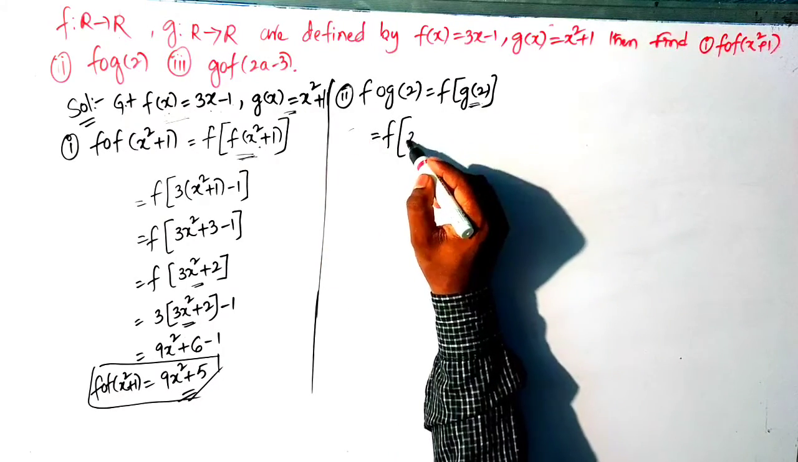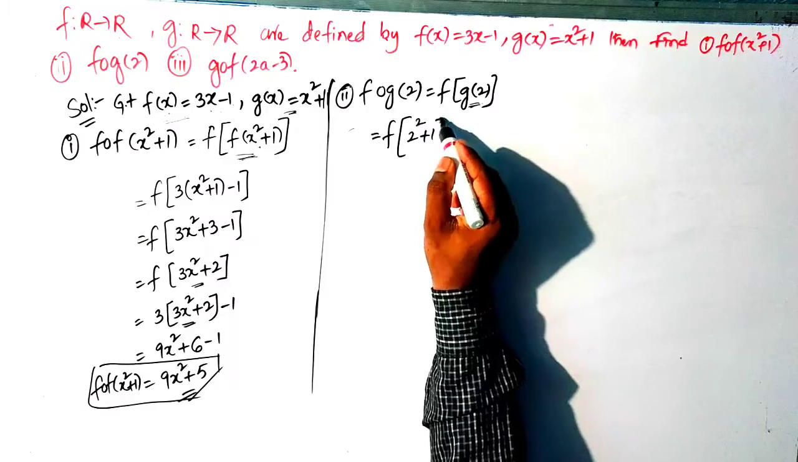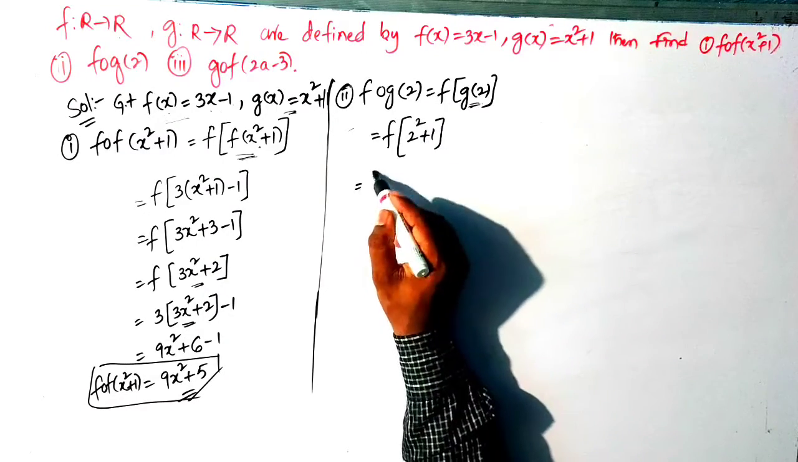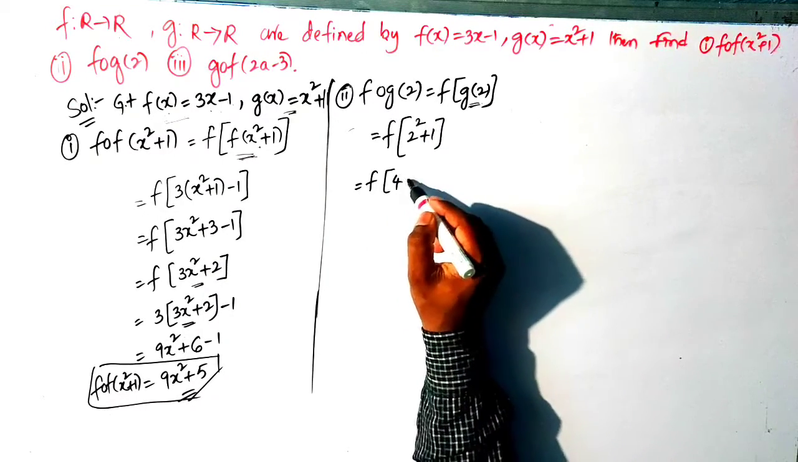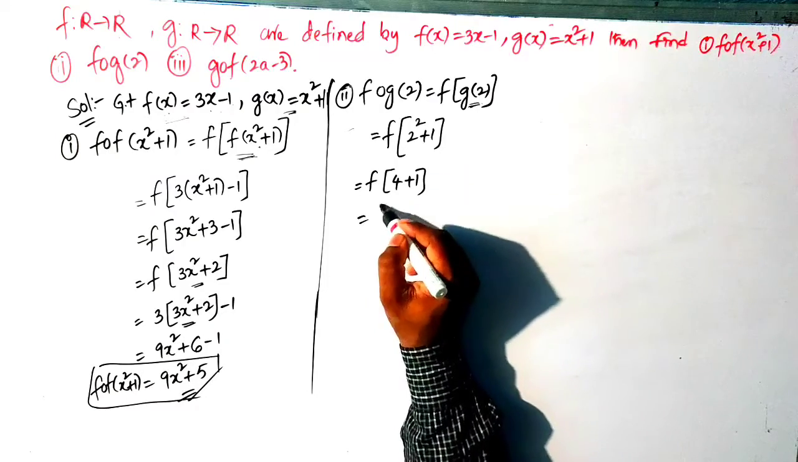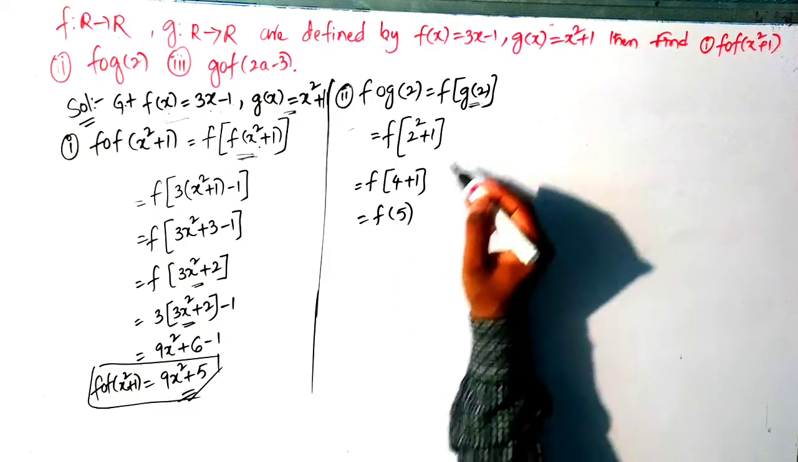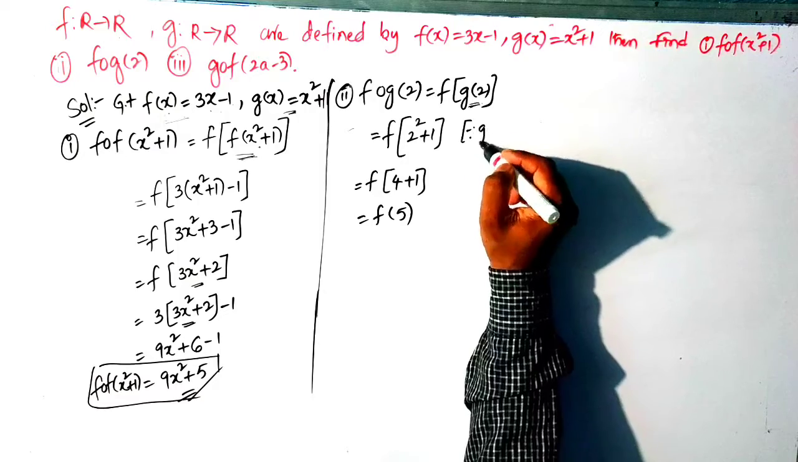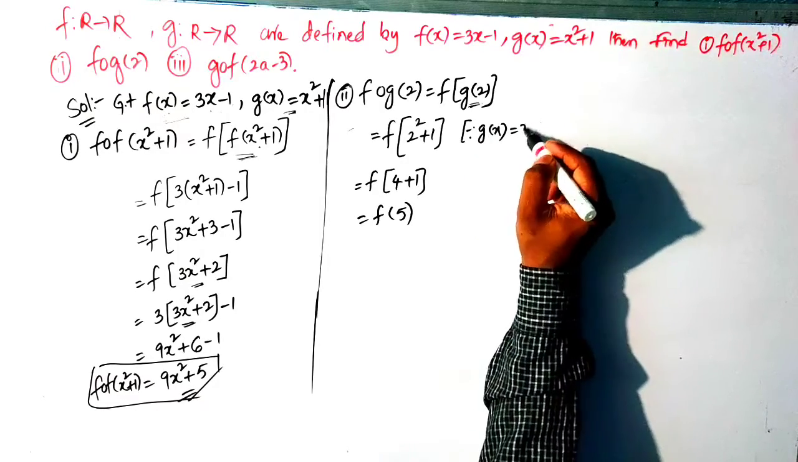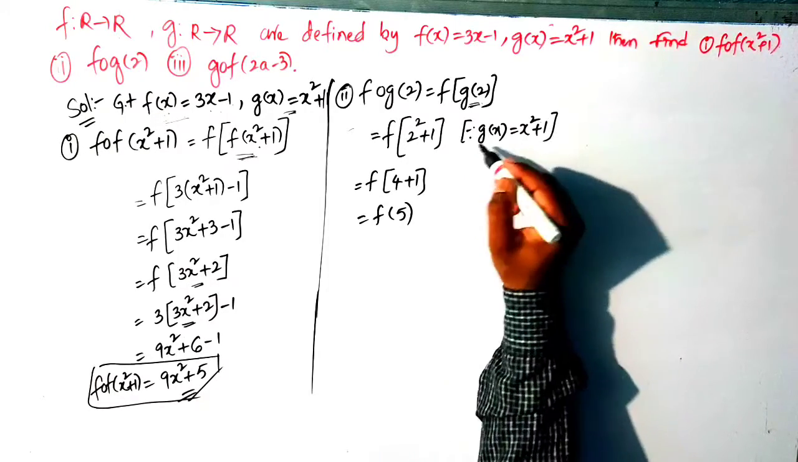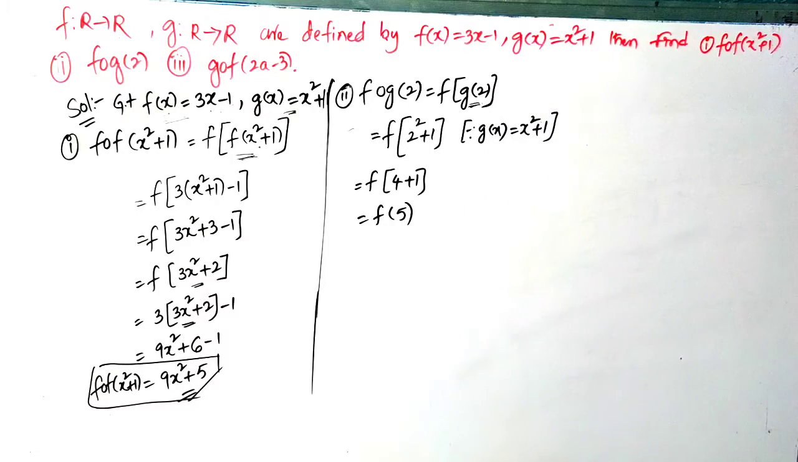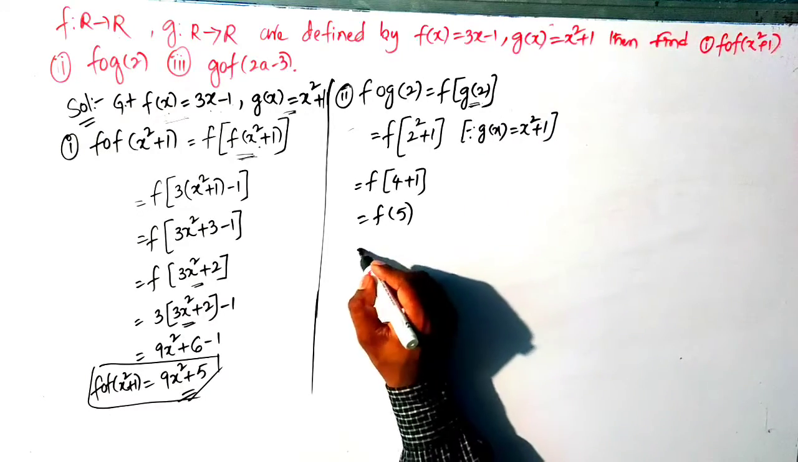So what do we get here? 2 square plus 1 we get here. So F of 2 square plus 1 is nothing but F of 4 plus 1, so F of 5 we get here. Clear? Since G of X equals X square plus 1, G of 2 equals 2 square plus 1. Clear? So F of 5 is there.